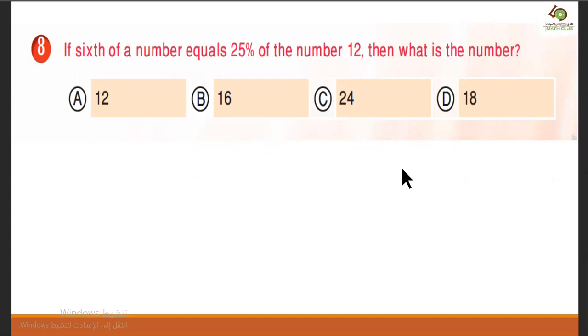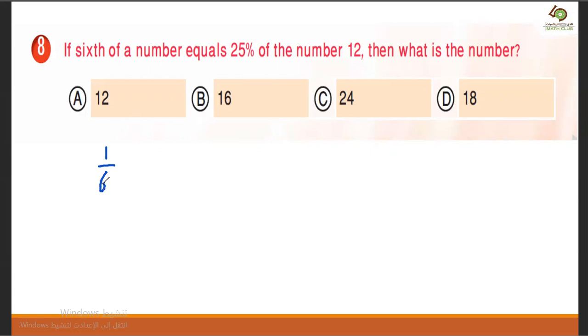Now, question number 8: if 1/6 of a number equals 25% of the number 12, then what is the number? Okay, my students, I want you to think how to solve it in a short way. Now we can translate these words into an equation.